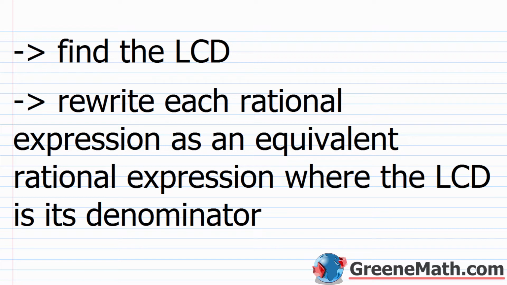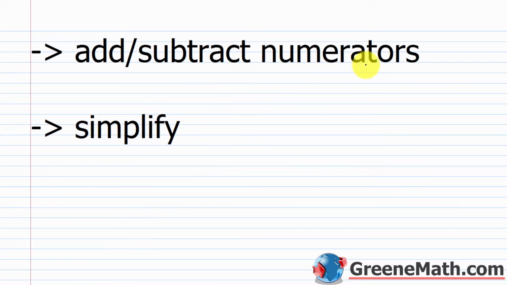The next thing you're going to do is rewrite each rational expression as an equivalent rational expression where the LCD is its denominator, just like we did with the fractions when we were adding them a minute ago. All right, then we want to add or subtract numerators and then simplify. So very, very simple overall procedure-wise. Just, again, if you're working with something that's very long and tedious, it just gets kind of irritating sometimes.